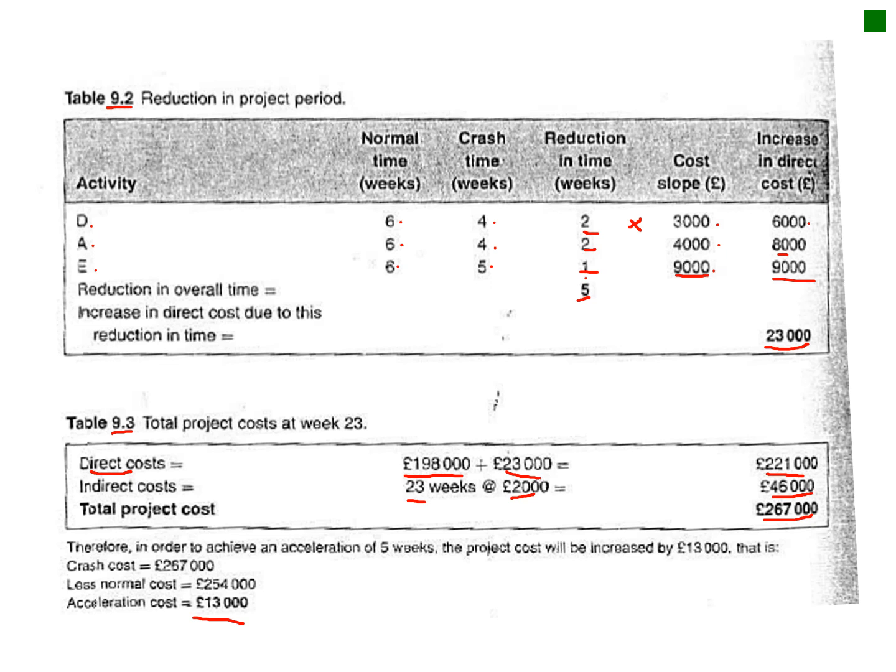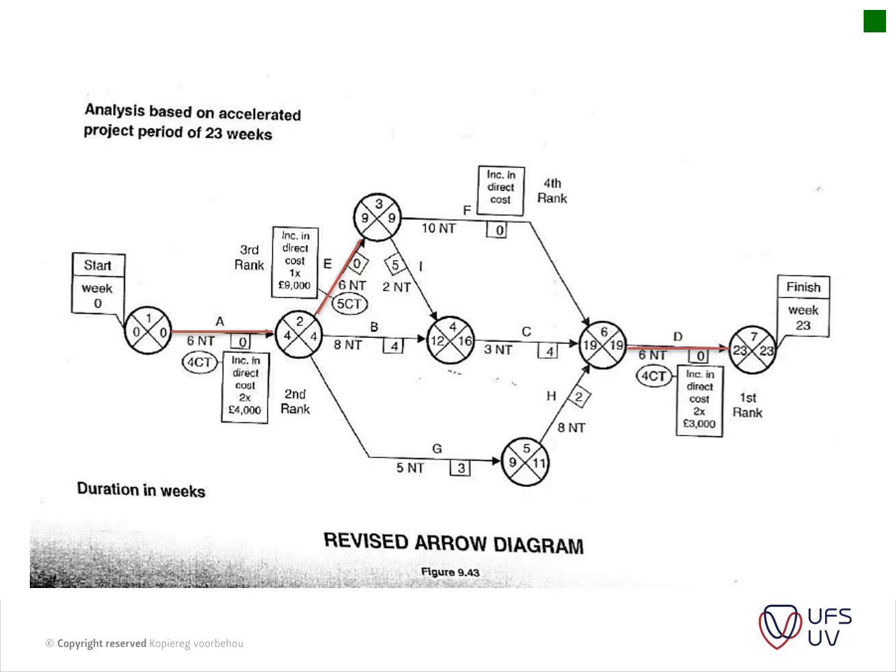At week 25, the change in cost per week alters from 2,000 to 7,000 per week. Okay, then the project costs have been analyzed back to week 18 in order to see the overall cost implication. So basically this is just a summation of the previous scenario 1. So we looked at D, E, and A. So okay, we've already dealt with that.